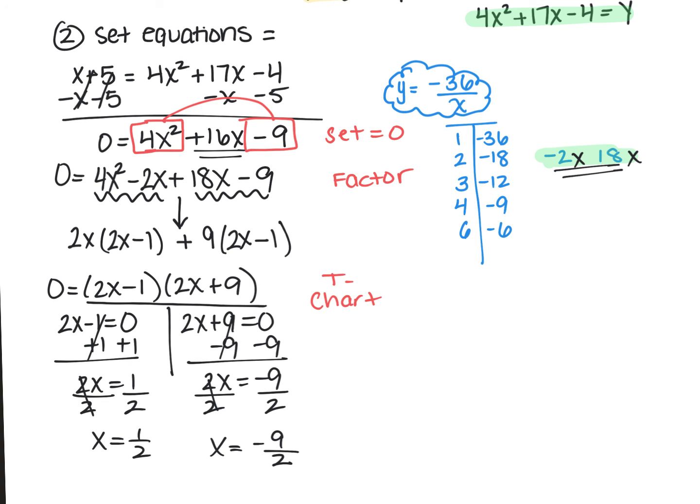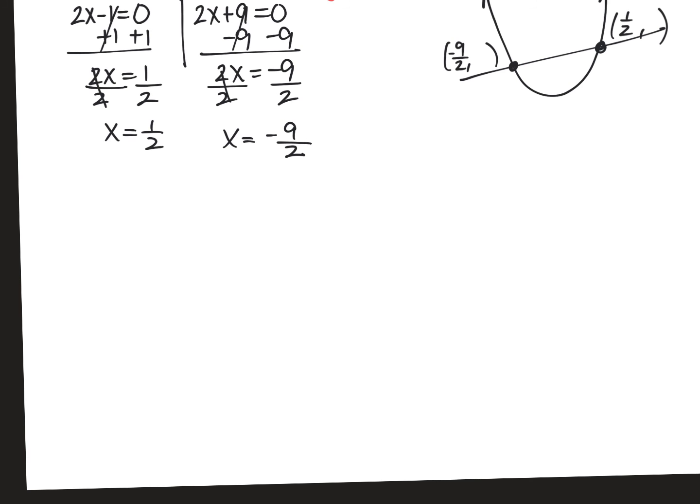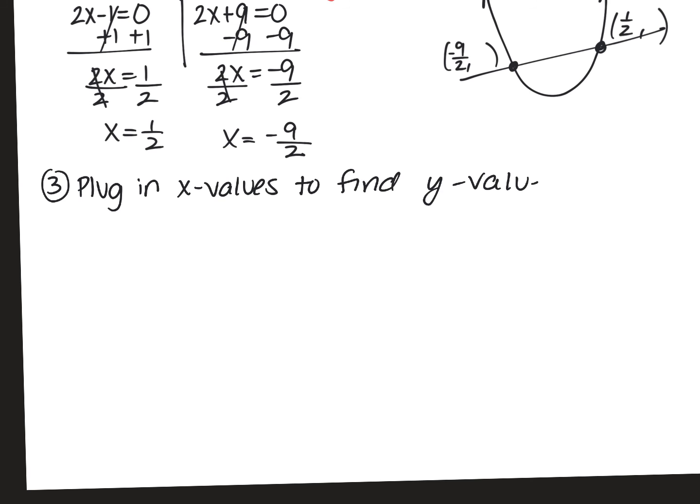Remember what you just did: you've got a quadratic and you've got a line. You found one of the values for x to be negative 9/2, and we need the y value. And we found the other value to be 1/2, and we need to find the y value. So the next step is to plug in x values to find y values. Again, I always like to plug into the line.